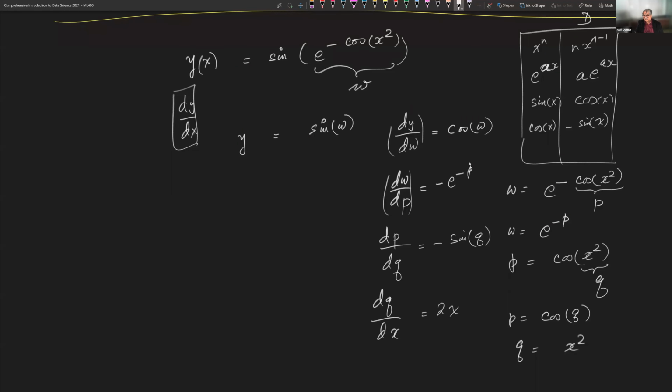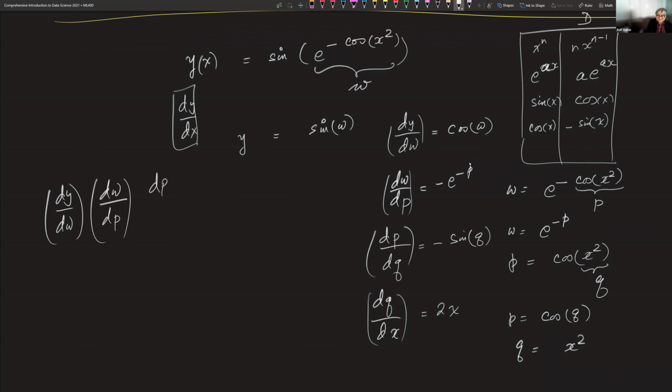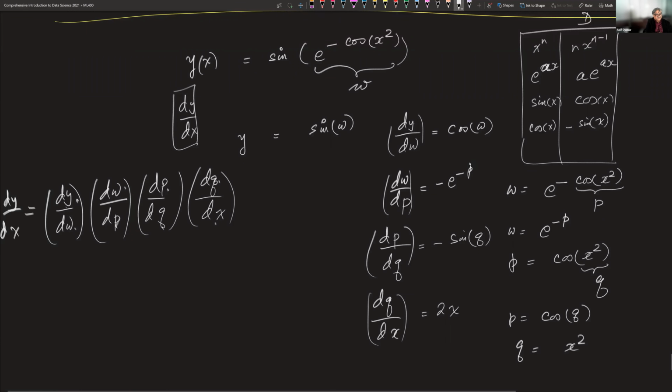Now this thing is beginning to sink in, because now I can say what happens if I do this: dy/dx equals dy/dw times dw/dp times dp/dq times dq/dx. I know that a small change of x causes q to change, a small change in q causes p to change, a small change in p causes w to change, a small change in w causes y to change, and therefore a small change in x causes y to change. And so this is dy in response to a small change in x. And I've just found that.